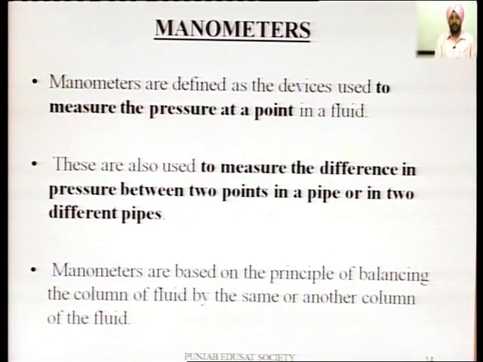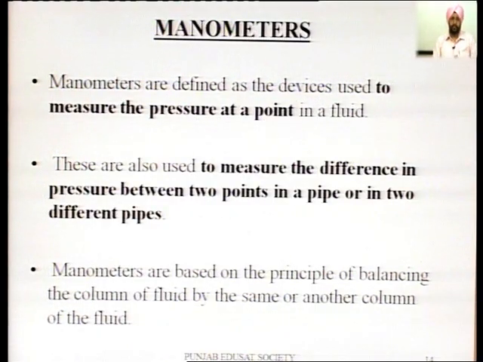Firstly, the manometers. Manometers are defined as the devices used to measure the pressure at a point, as I just told you. Manometers are also used to measure the difference in the pressure between 2 points in a pipe. Suppose in a particular pipe we have 2 points and we want to measure the difference in the pressure. This can be done with the manometer. Or suppose you have two different pipes, so to measure the difference between those two pipes, once again manometers can be easily used.